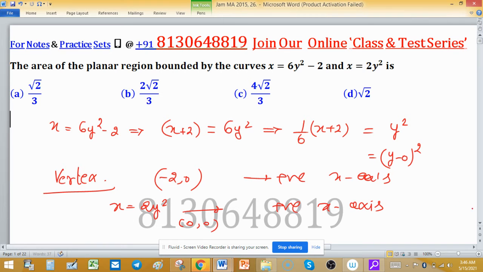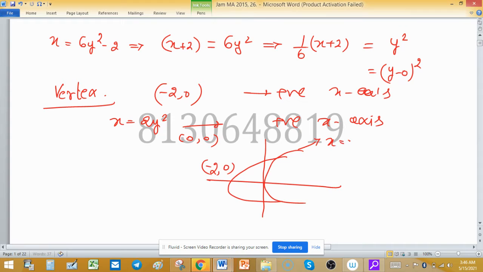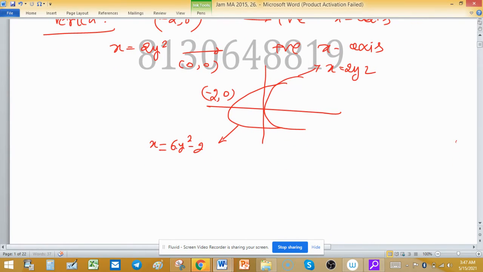the vertex is 0 0. So we sketch the rough diagram of these two parabolas. This is the origin, and this is minus 2 comma 0. This parabola is x equal to 2y square, and the lower one is x equal to 6y square minus 2, and we now have to find the point of intersection.